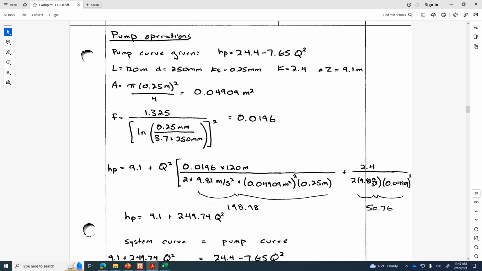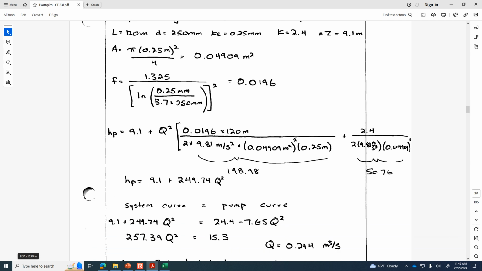So the problem-solving strategy is set the system curve equal to the pump curve. So the system curve is what we've just calculated. The pump curve was given in the problem statement, and we're solving for Q. So it is 9.1 plus 249 Q squared equals 24.4 minus 7.65 Q squared. So I just move Q to the left-hand side of the equation, all of the numbers to the right-hand side of the equation, and solving for Q, the operating point will be 0.244 cubic meters per second.